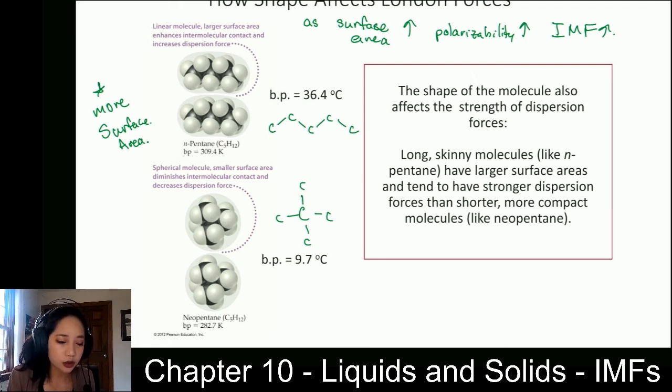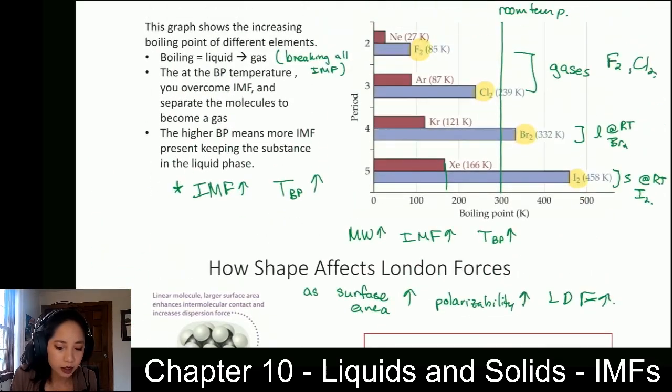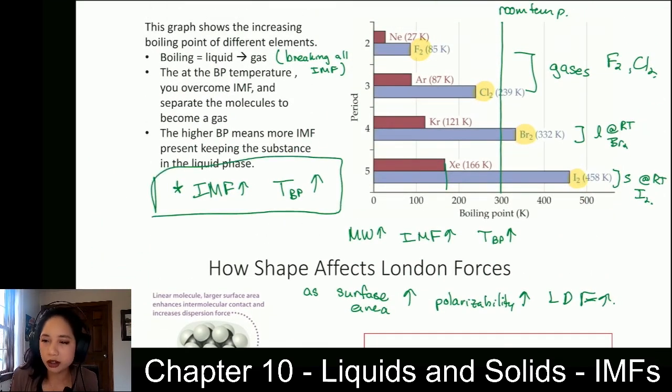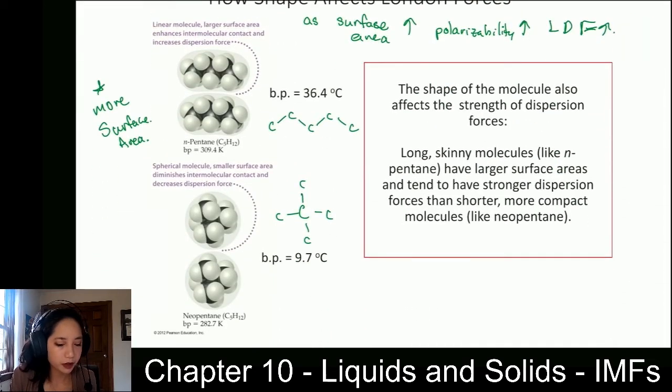And so what you'll see is that pentane here has more London dispersion forces present in its sample. I'll write London dispersion forces increase here. And up here, intermolecular forces increase, boiling point temperature increases. All right, so linear molecules have more surface area, and therefore have more London dispersion forces present in that sample.